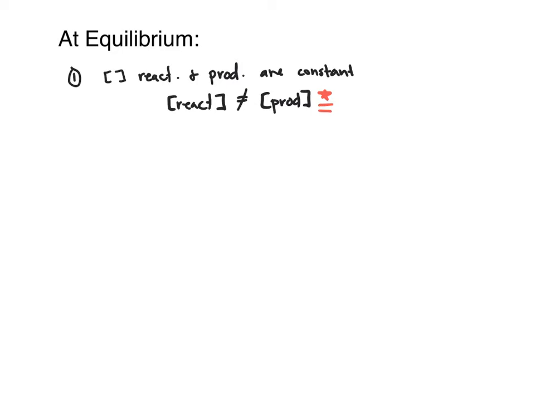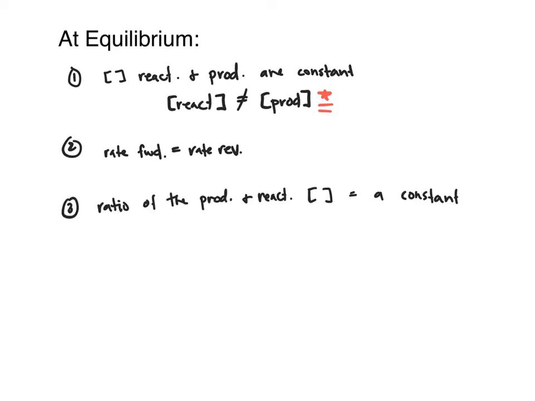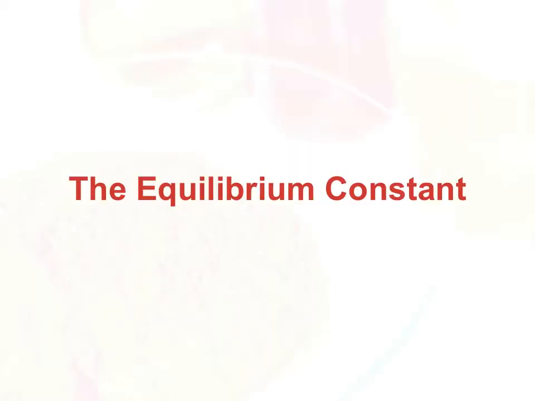The second thing that's true is that the rate of the forward reaction is going to equal the rate of the reverse reaction. All right, so your dynamic equilibrium has been established at that point. The third thing is that the ratio of product and reactant concentrations is going to equal a constant value, and we're going to talk about that constant in detail. So the equilibrium constant is a ratio between the concentrations of our reactants and products.